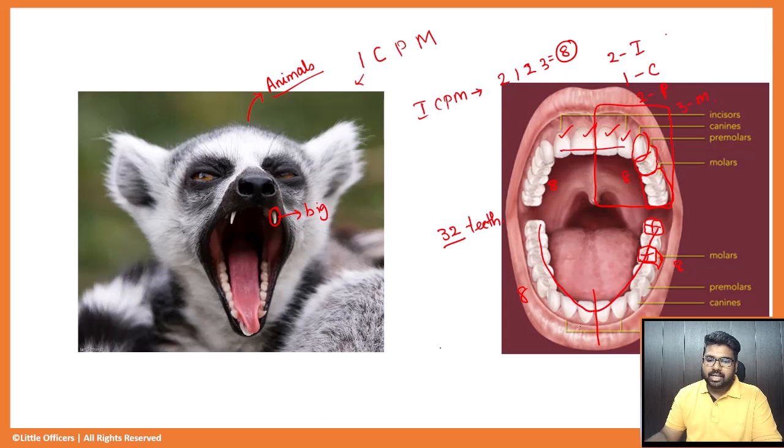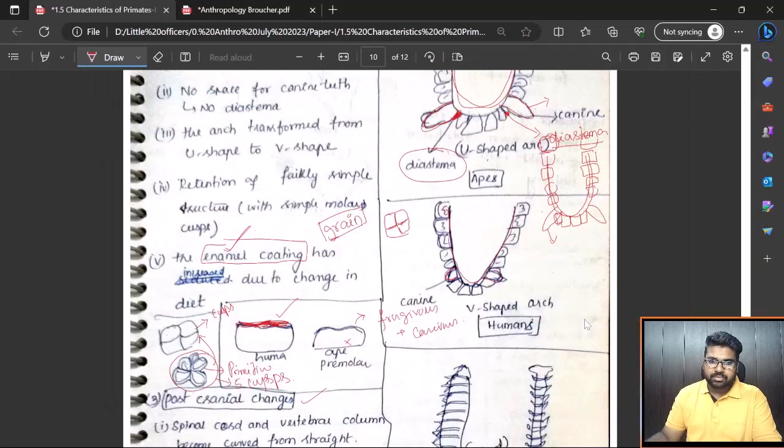Okay. And due to the development of this V-shaped arcade, it has led to the development of the chin in human beings. Here this developed. So this is another change. Okay. Next, when it comes to the cusps, they became more refined and there is a thick enamel coating. These are all the dentition changes that have happened in humans. So now let's look at them.